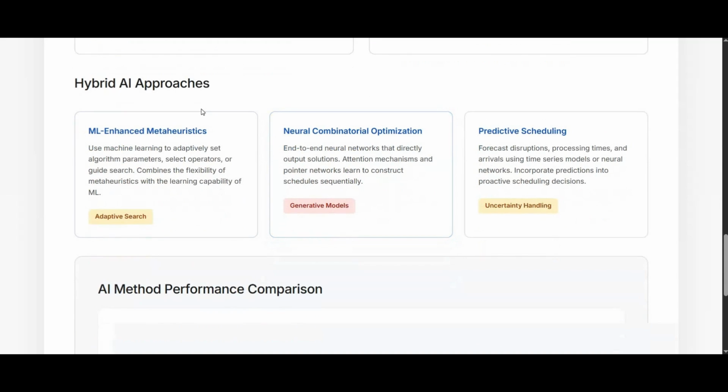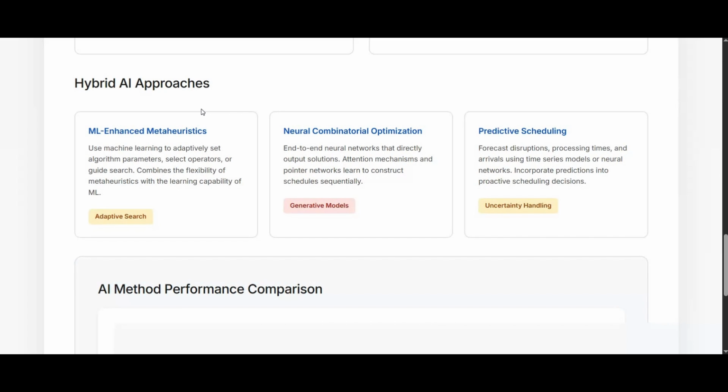And here, hybrid AI approaches mix the best of both worlds, machine learning and classical optimization. Each has its strengths. Optimization provides mathematical rigor and guarantees, while machine learning provides flexibility and adaptability. Combining them allows us to build systems that learn and improve while still staying grounded in proven theory.